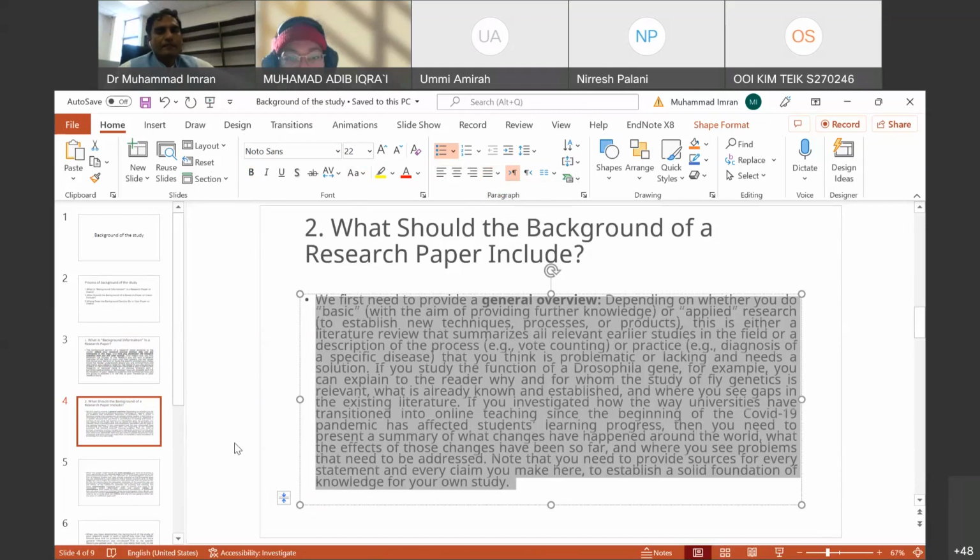We first need to provide a general overview, depending on whether you do basic research with the aim of providing further knowledge or applied research to establish new techniques, processes, or products. This is either a literature review that summarizes all relevant earlier studies in the field or a description of the process, for example, vote counting or practice, for example, diagnosis of a specific disease that you think is problematic or lacking and needs a solution.